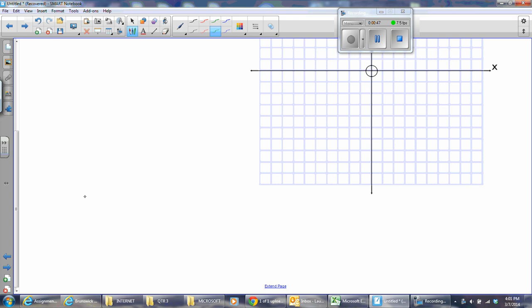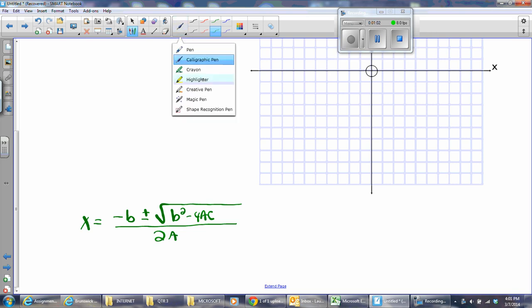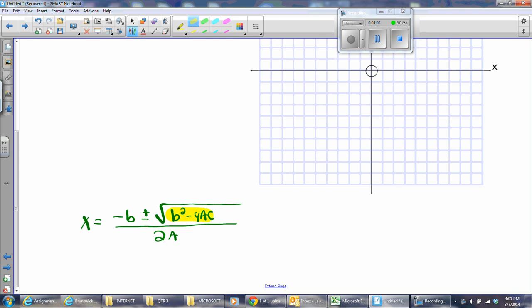remember the quadratic formula. x equals negative b plus or minus the square root of b squared minus 4ac, all over 2a. Now, remember we learned that this is called the discriminant. And we're going to use this when we go to graph our parabolas. It's going to tell us how many solutions there are.